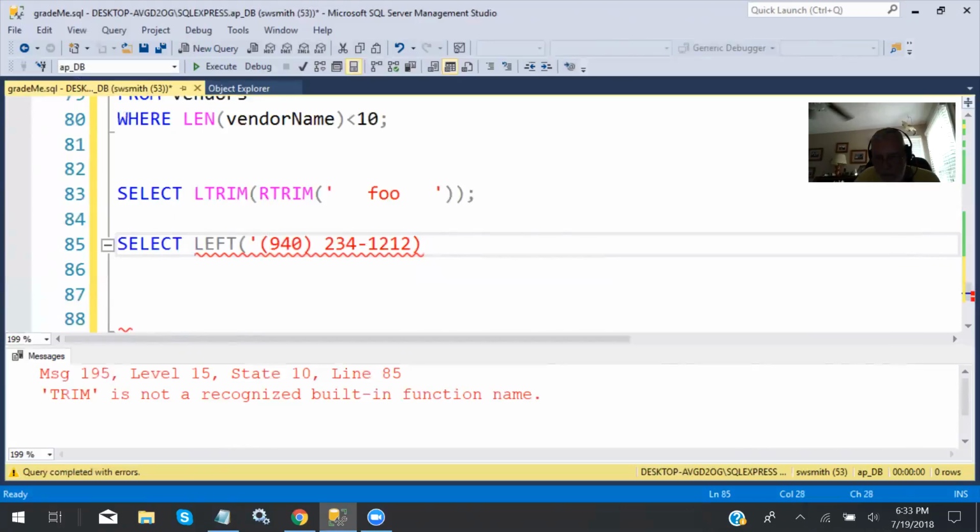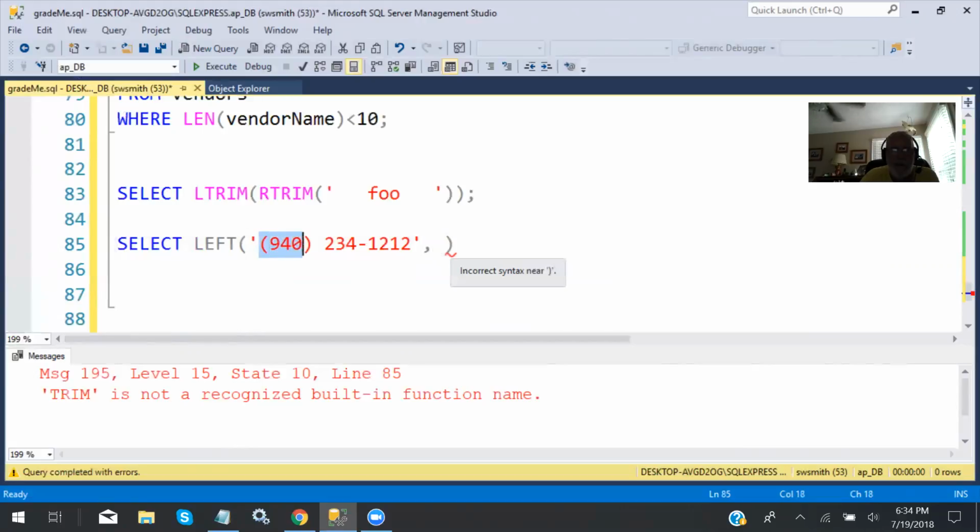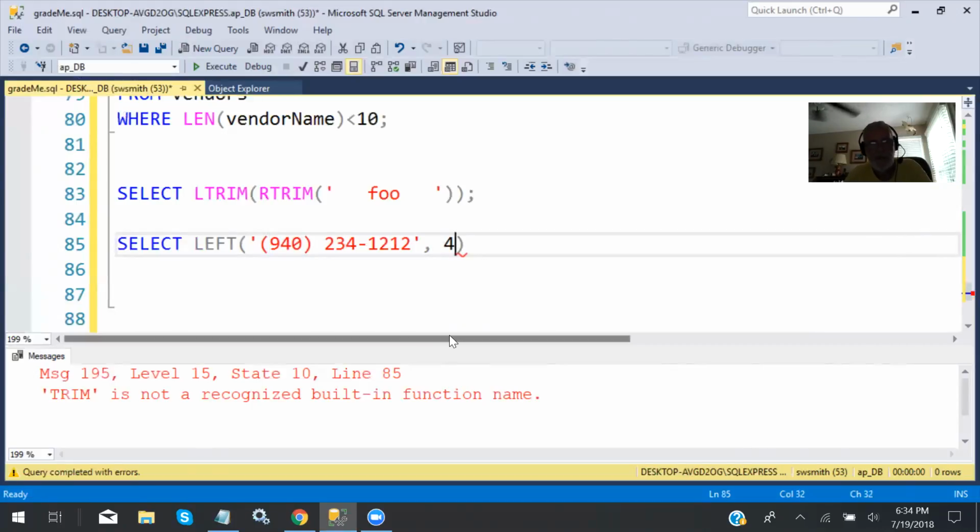Well, if I can, comma, how many do I want from the left? Well, I want 1, 2, 3, 4. I want 4 of them so that I can get that's the area code. So I want the 4 of them from the left.